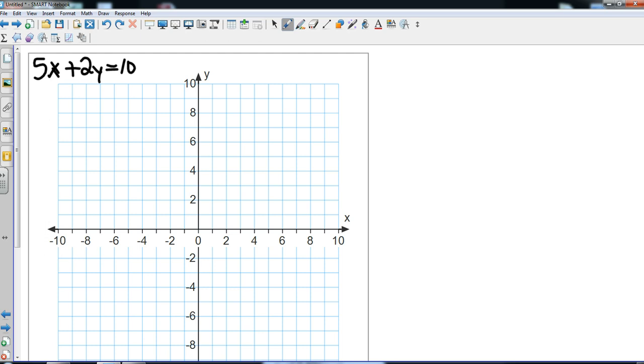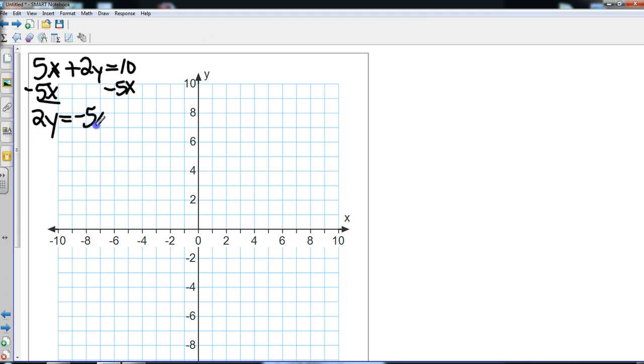So what do I need to do first to this equation? Get the y by itself. So what do I need to move first? Not the y. I need to move the 5x. So I'm going to subtract the 5x from both sides. So that's going to give me 2y equals, and I'm going to put the x first because it's y equals mx plus b, negative 5x plus 10. Okay, now it's y equals mx plus b, not 2y equals mx plus b.